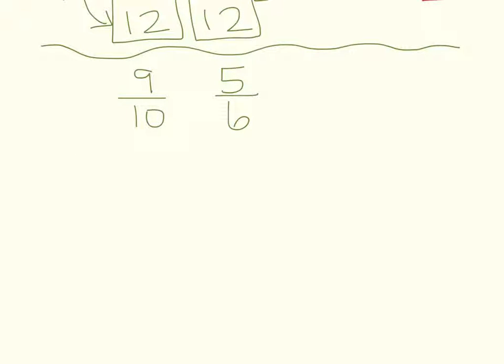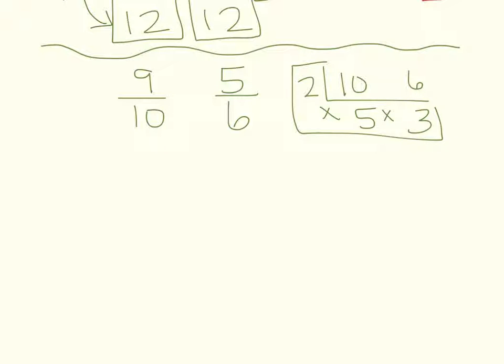Now let's do 9/10 and 5/6. I put 10 and 6 in a division ladder. 2 goes into 10 5 times, 2 goes into 6 3 times. Can't go any further, so I multiply them. 2 times 5 is 10, times 3 is 30. LCM equals 30. I'll show it a little differently instead of the arrows and see if that helps.